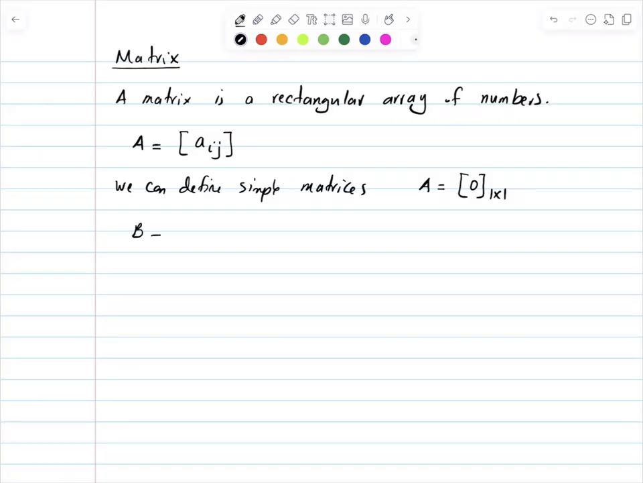For example, matrix B can have entries like 1, 2, 3, then 7, 8, and 9. Here we have 2 rows, and then we have 3 columns. So we say that it is 2 by 3. So this is the size of your matrix.